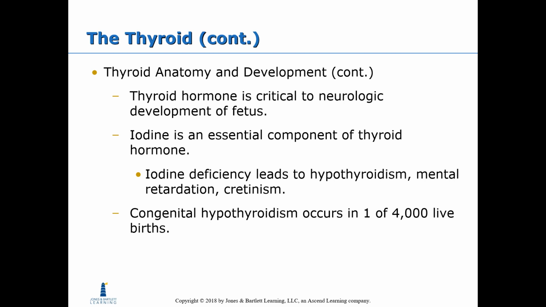Thyroid hormone is critical to neurologic development of the fetus. Iodine is an essential component of the thyroid hormone. So an iodine deficiency during pregnancy leads to hypothyroidism, mental retardation, and cretinism. Congenital hypothyroidism occurs in 1 of 4,000 live births.